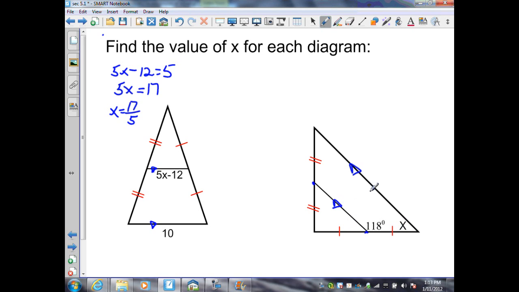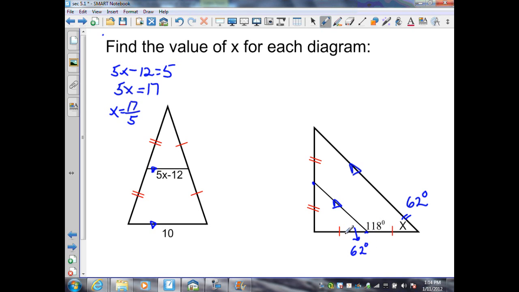I know that if two parallel lines are cut by a transversal, then I have same side interior angles that must be supplementary. Therefore, all I have to do is take 118 from 180. And that will give me x to have an angle measure of 62 degrees. Another way to do that is to find the linear pair here. I know that these two angles are a linear pair. That means they're supplementary. I can subtract that from 180 again, and I still get 62 degrees.